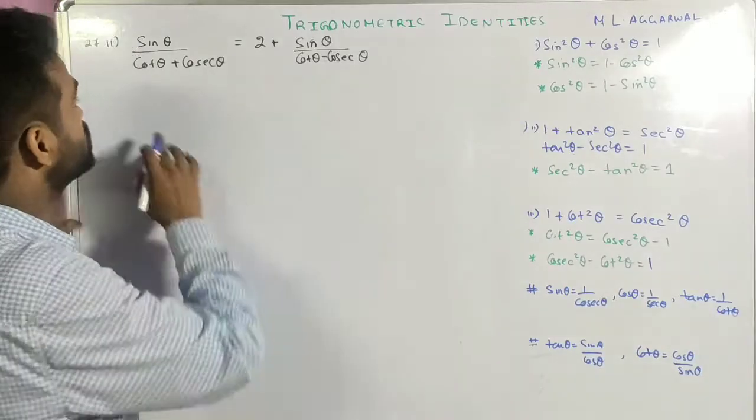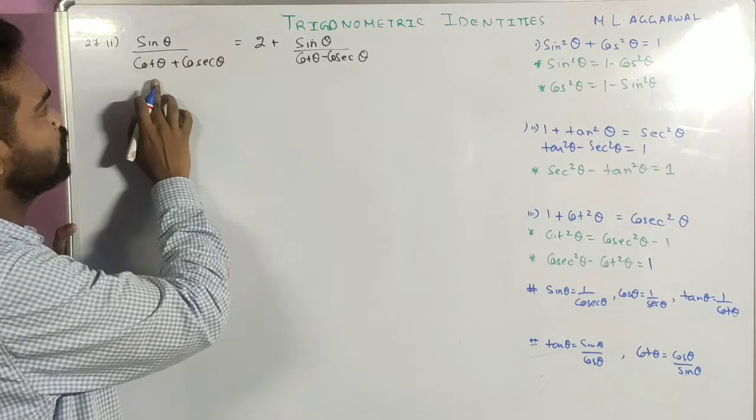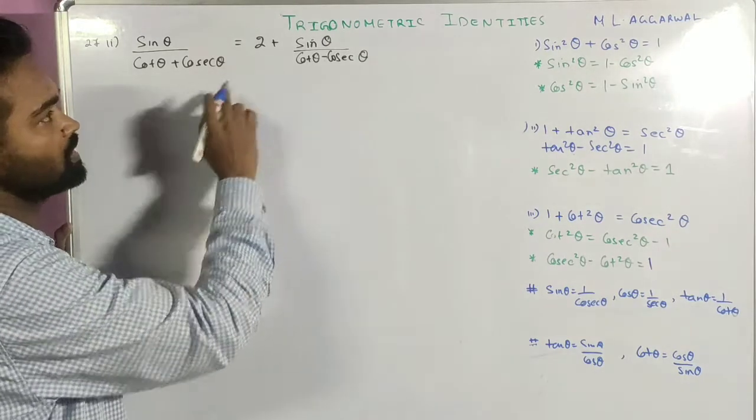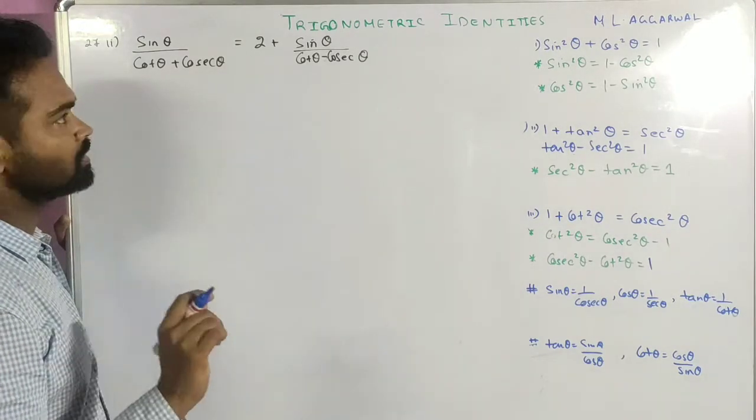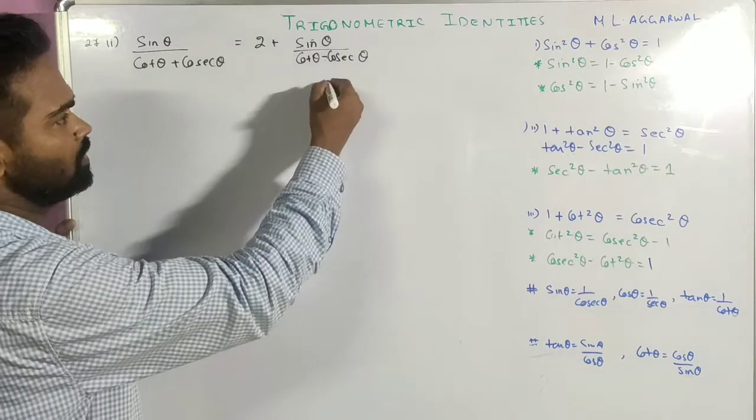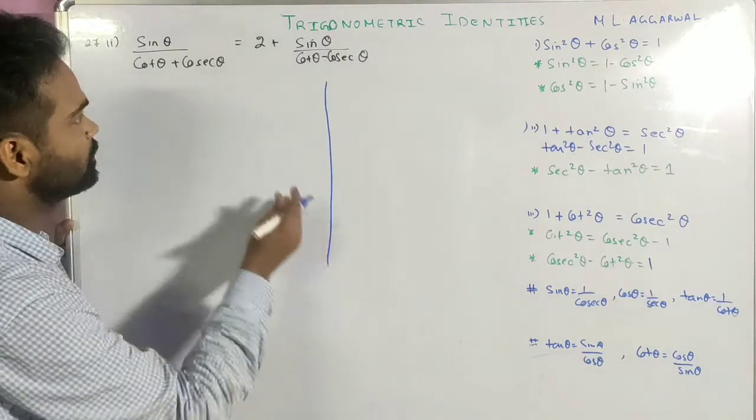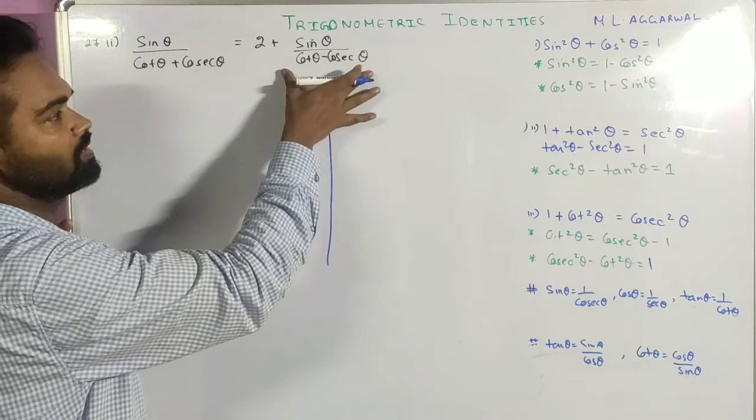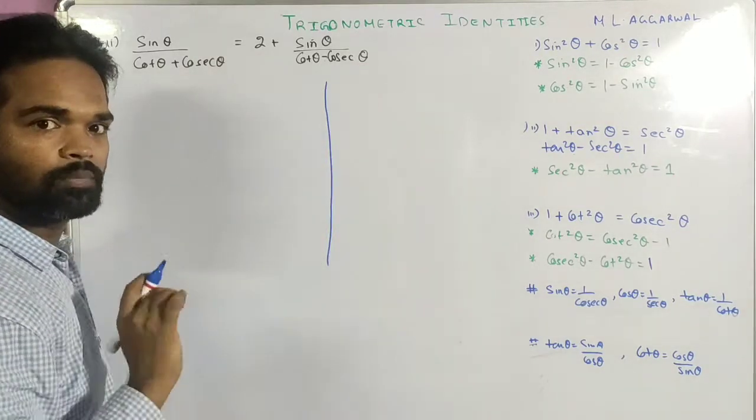Now look at this sum, 27 part 2. Prove that sin theta by cot theta plus cosec theta equals 2 plus sin theta by cot theta minus cosec theta. What we will do? We'll simplify the left hand side, we'll simplify the right hand side, and see that both have the same value.